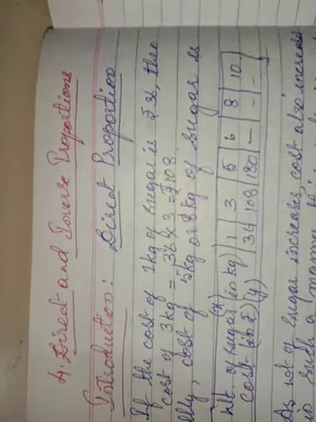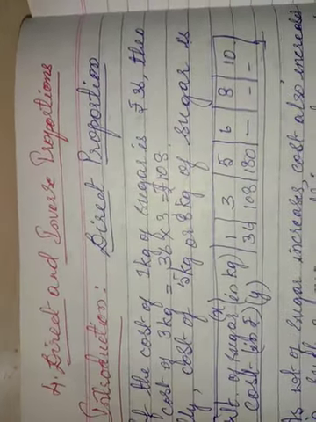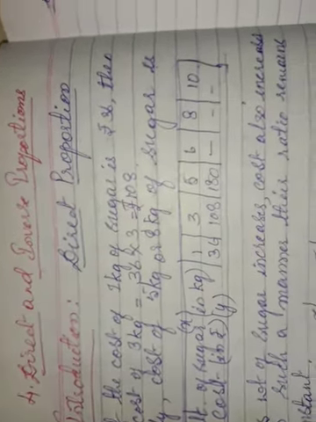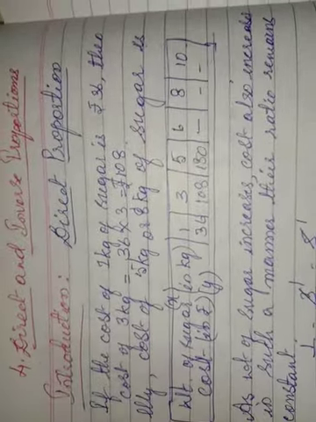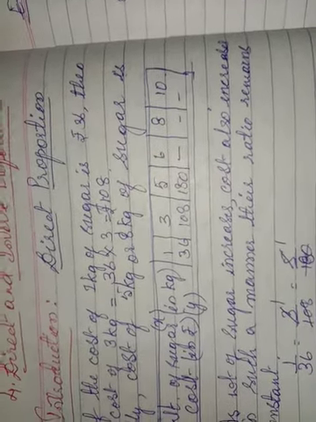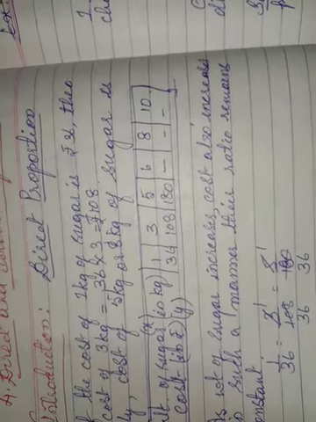Students, this is 8th standard 4th lesson, direct and inverse proportion. Okay, now what is the introduction for direct proportion? See, if the cost of 1 kg of sugar is rupees 36, then the cost of 3 kg of sugar is 36 into 3 is equal to 108.